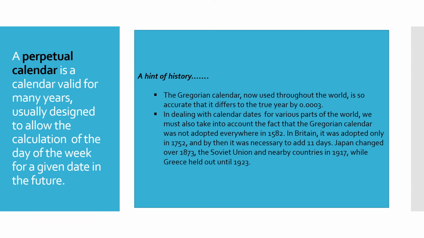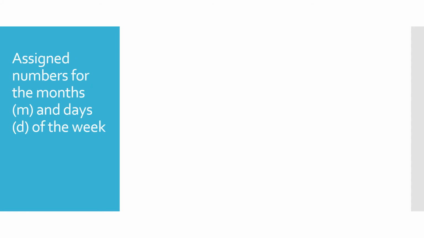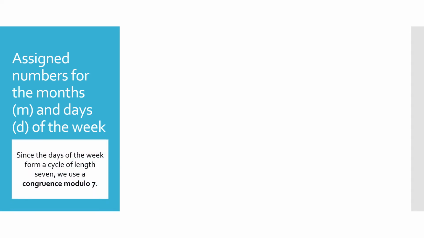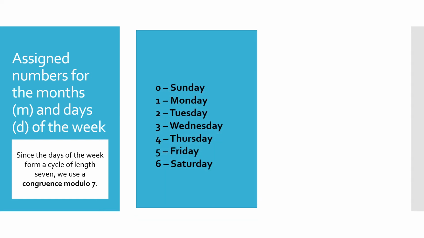In Britain, it was adopted only in 1752, and by then it was necessary to add 11 days. Japan changed over in 1873, the Soviet Union and nearby countries in 1917, while Greece held out until 1923. These are the assigned numbers for the months and days of the week. Since the days of the week form a cycle of length 7, we use a congruence modulo 7. We denote each day of the week by a number in the set 0, 1, 2, 3, 4, 5, 6.